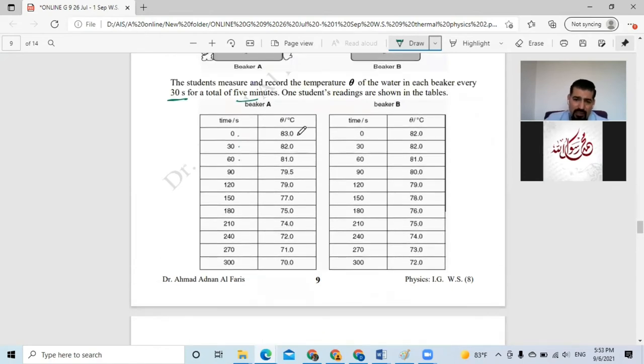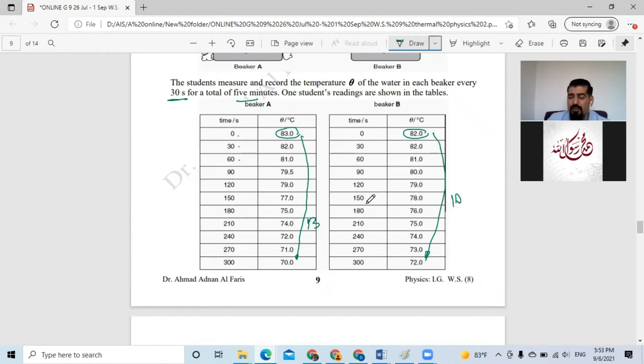Look here, the initial temperature, how much was it? It's 83. How much here, the initial temperature? It's 82. This is not fair. You have to make the experiment with the same initial temperature. No problem. So how much did the temperature drop here? It dropped to 70. How much? 13 degrees Celsius. How much did the temperature drop here? It dropped only by how much? 10 degrees Celsius.